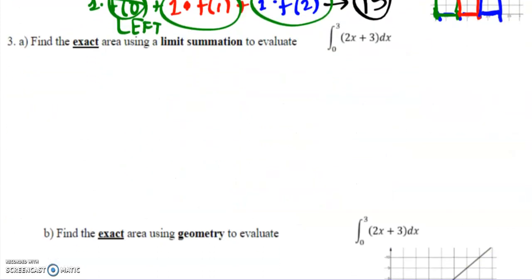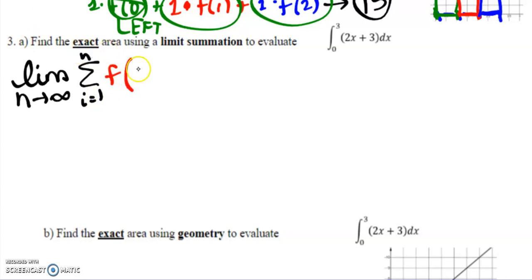All right, find the exact area using a limit summation. So I'm going to help you get started. The limit as n goes to infinity, i equals 1 to n, f of a plus i times b minus a over n, times b minus a over n.